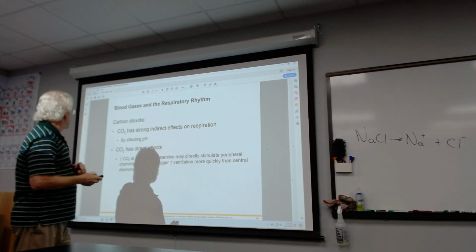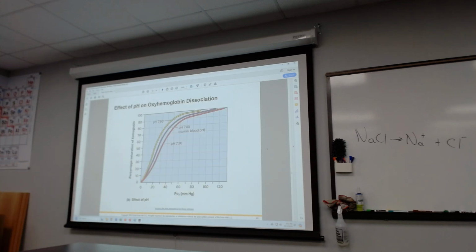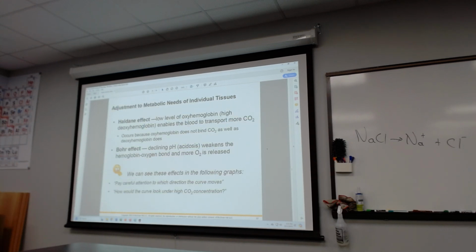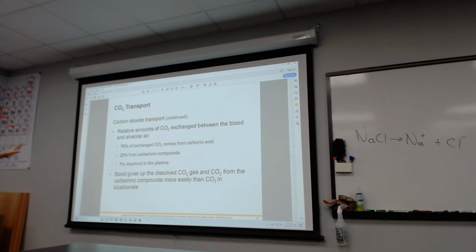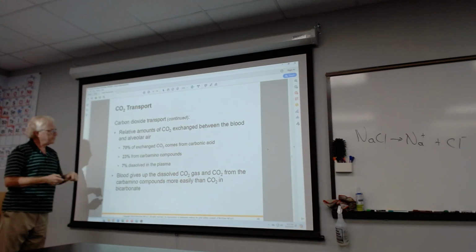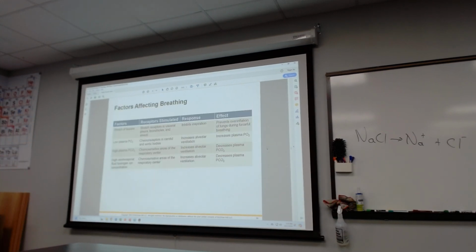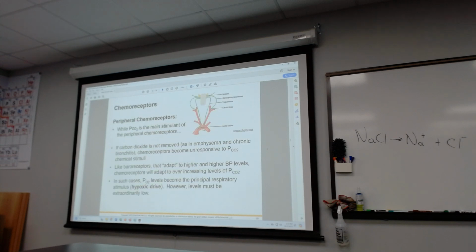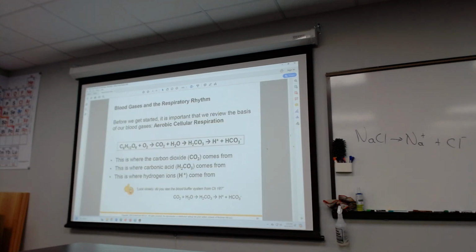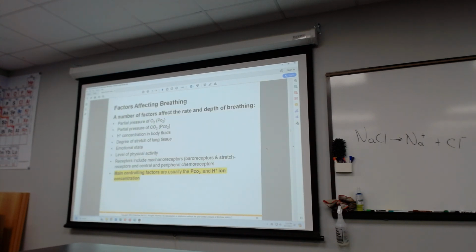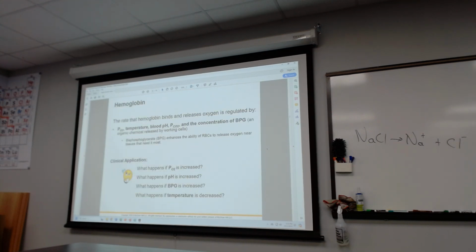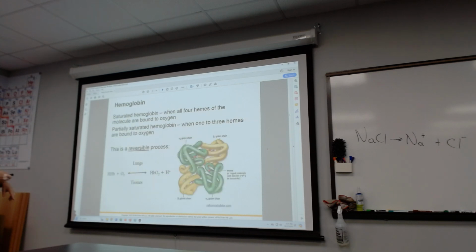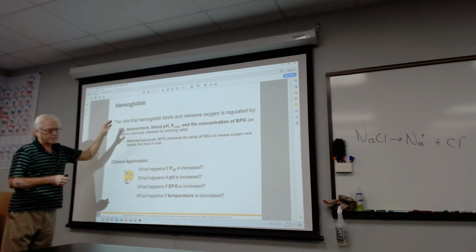All right, let's see. I know it's in here somewhere. Yeah, see, 70, 23, 7. Okay, come on, Weber. I know you're in here somewhere. That's what hypoxia is. Okay, here we go. All right.